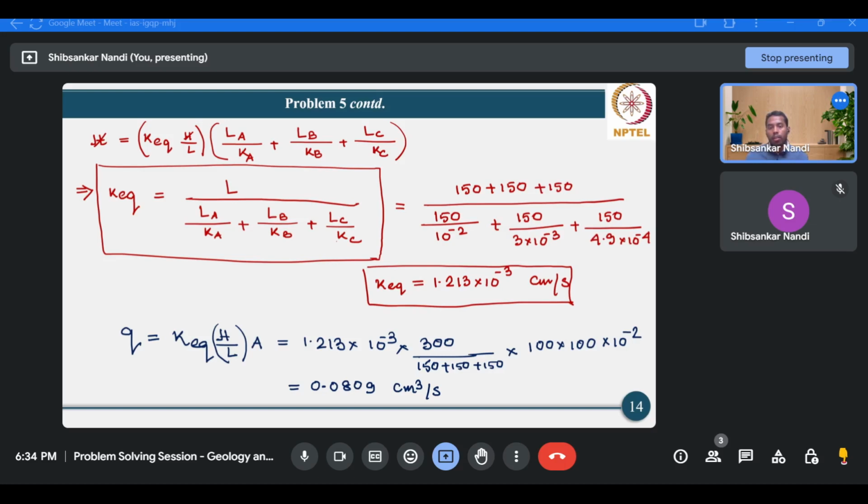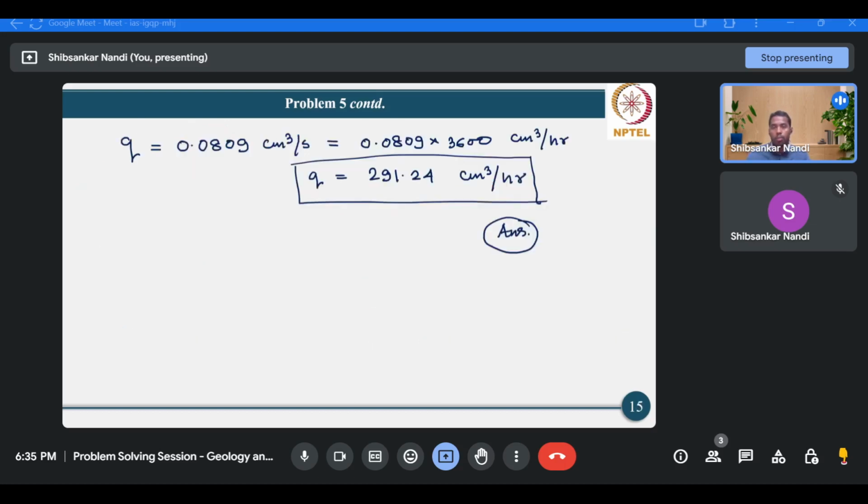For that, we need to know the constant head difference, the total length, and the cross-sectional area. So the total head is 300 mm, the length is 450 mm, and the cross-sectional area is 100 by 100 millimeter square. First we converted the millimeter square to centimeter square, then we converted the rate of flow unit, centimeter cube per second, to centimeter cube per hour, because this was required for reporting the final answer. So in this way, we have solved problem 5.